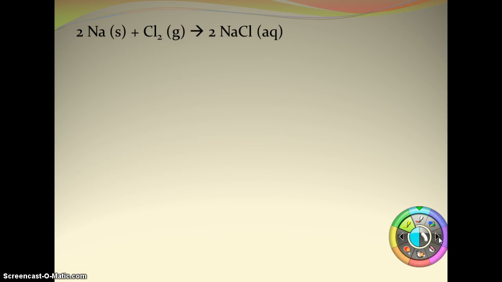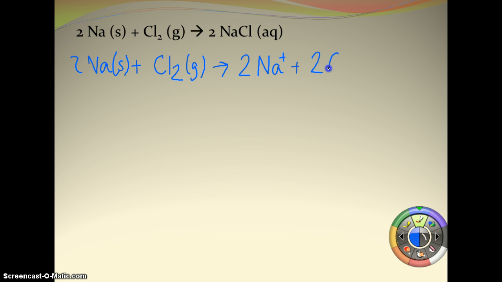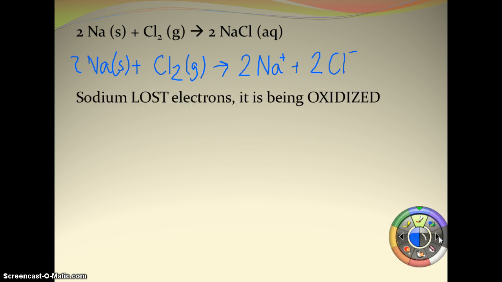So if we look at this reaction, we have 2 sodiums plus some chlorine gas, and that's going to give us 2 sodium chlorides. So you can't break apart your solids. 2Na solid plus Cl2 gas yields, this is aqueous, so we'll get 2 sodium ions plus 2 chloride ions. When you separate these out, you can break them into what's called a half reaction.